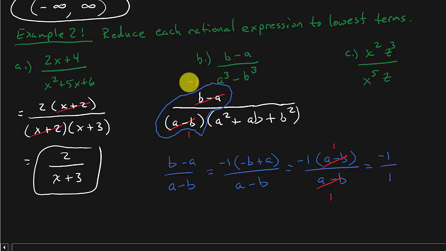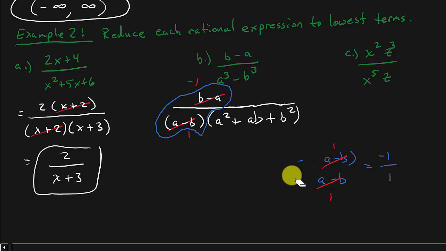Okay? Why do I do that? I don't know. I just do. Okay? I'd rather have the negative in the numerator than the denominator. I guess that's it. Okay? All right. So hopefully that made sense and you can understand why it's negative 1 and 1.